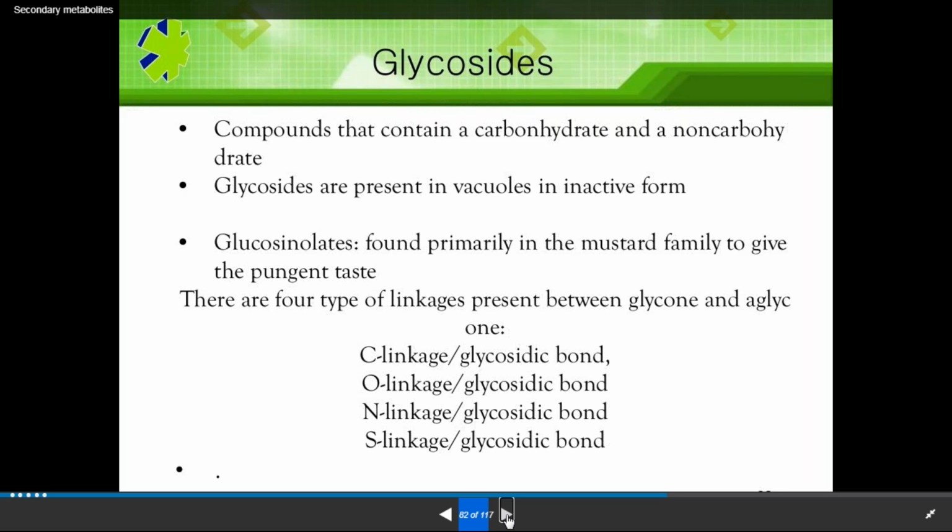Now, the glycone and aglycone are linked by a carbon atom, oxygen atom, nitrogen atom, or sulfur atom. So one type of classification of glycosides is based on the linkage of the glycosidic bond. You have C glycosides, O glycosides, N glycosides, and S glycosides. In Kokate, a very nice classification is given. Pallavi, you click the classification of glycosides and send it after the class. Yes, ma'am, sure.